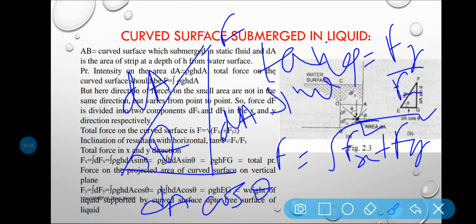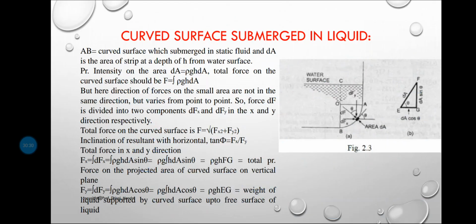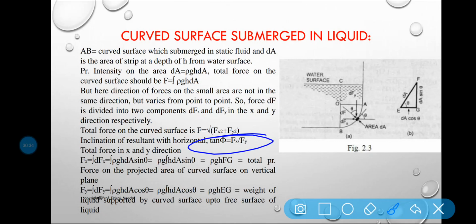It should be Fy by Fx, not Fx by Fy. Here basically it should be Fy by Fx, because you know that tan theta is equal to what? Perpendicular by base. So it should be Fy by Fx. So make it correct, okay?